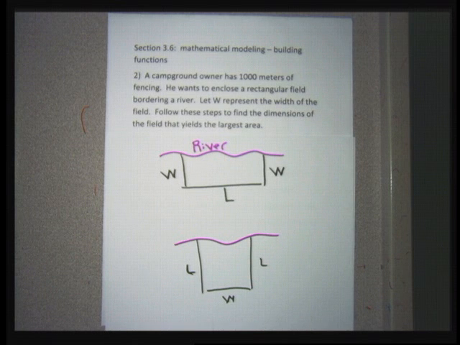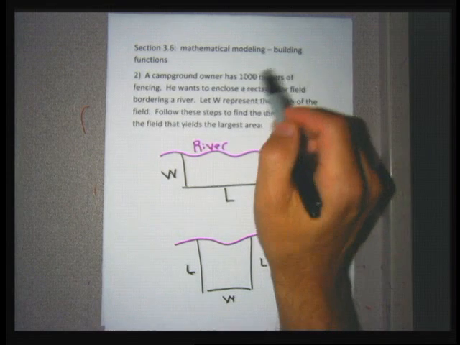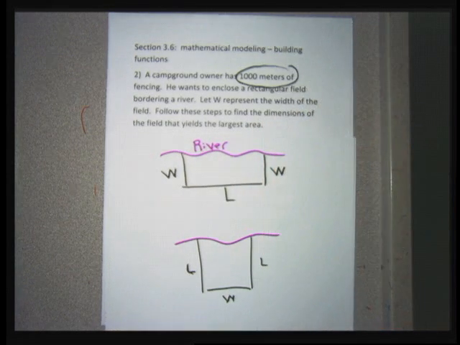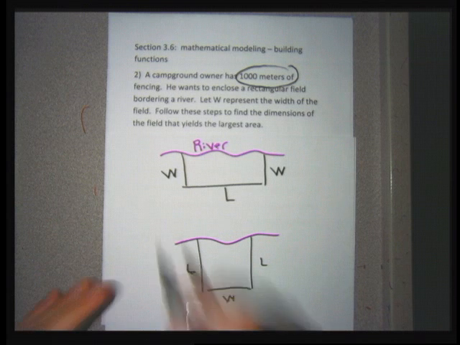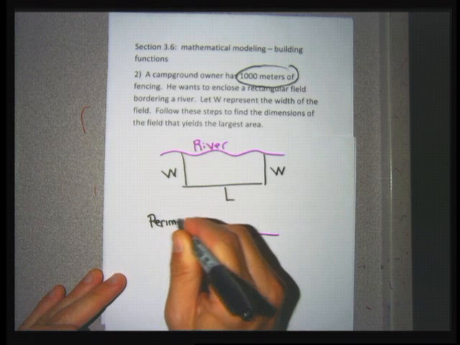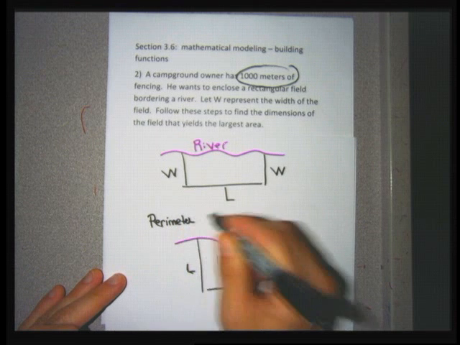I have a picture sketched and only one number in the problem. That one number I'm going to use to create a formula. And the 1,000 meters of fence, that's a linear measurement. That's not a square. That's not an area measurement. So that's going to be the perimeter of my fence. So I know that the perimeter of the fence that I'm going to make is going to use all 1,000 meters.